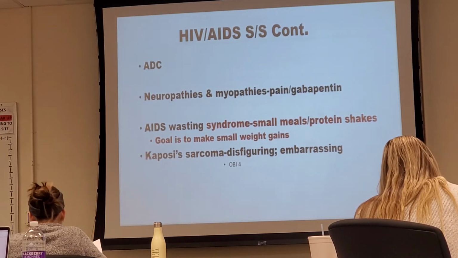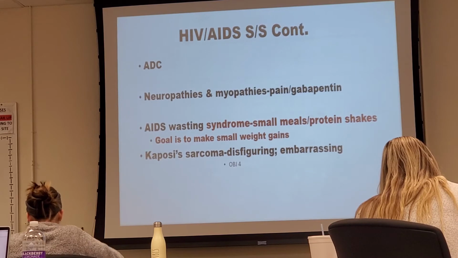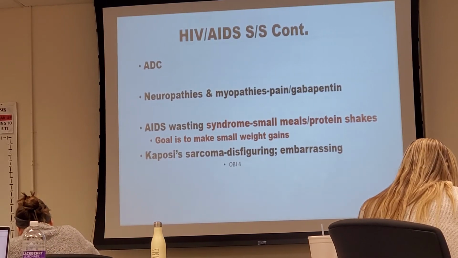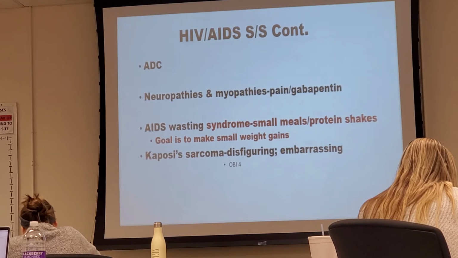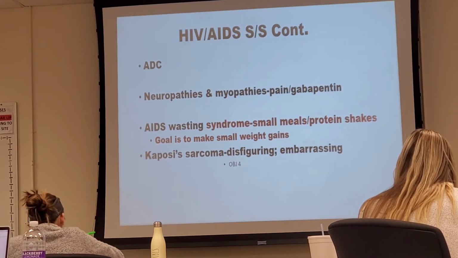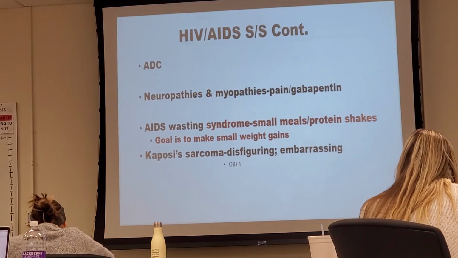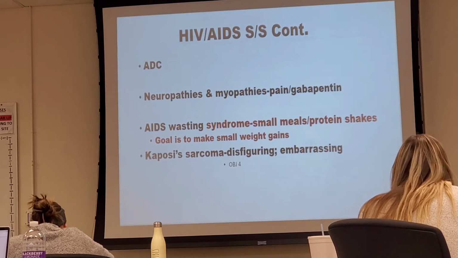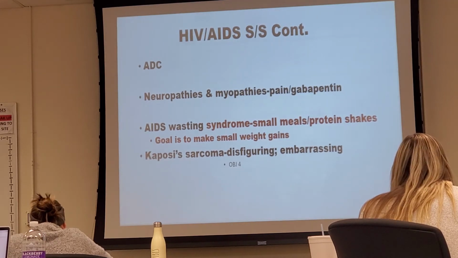So hemophiliacs were some of the first people who were hit with AIDS before the blood got screened. So that was a lot of times teenagers, and to get a dementia related to that is probably pretty tough. There's neuropathy and myopathies, which are pain with your nerves and muscles. A lot of times gabapentin is prescribed for that. I think you're fairly familiar with that medication.